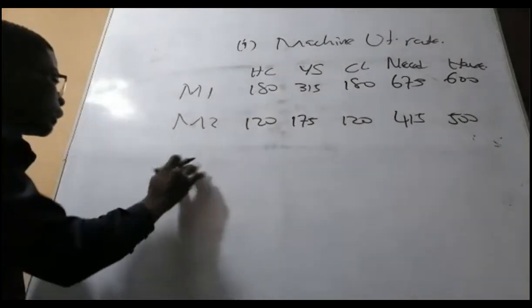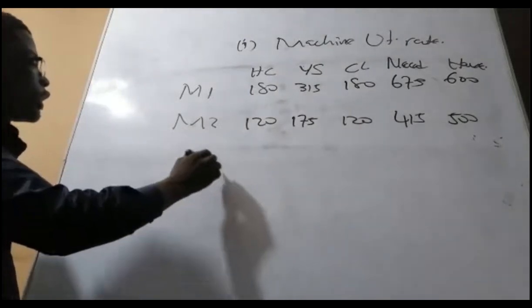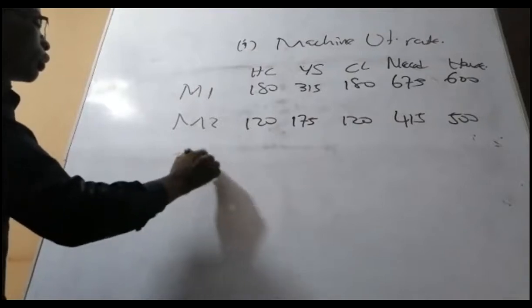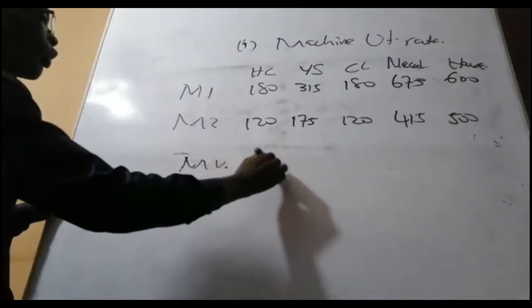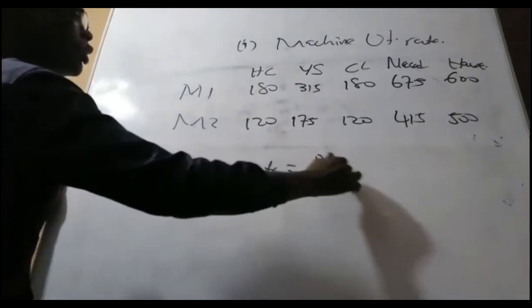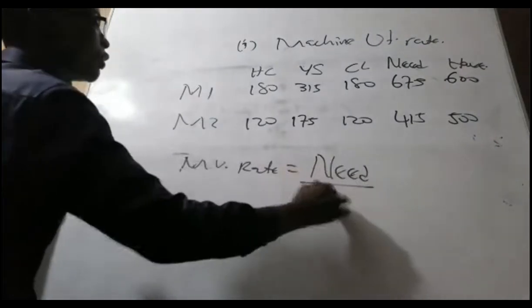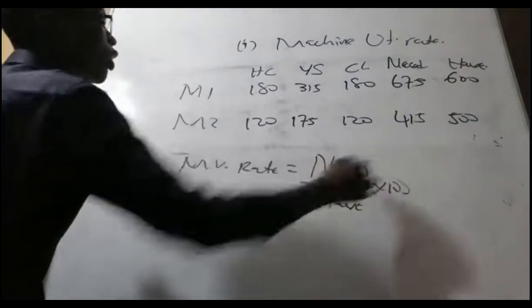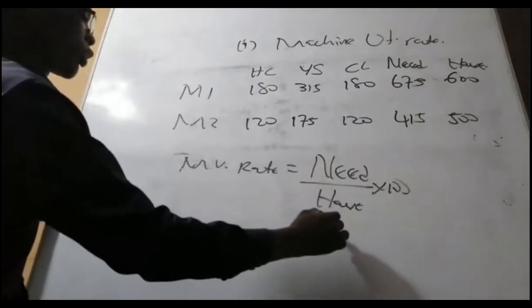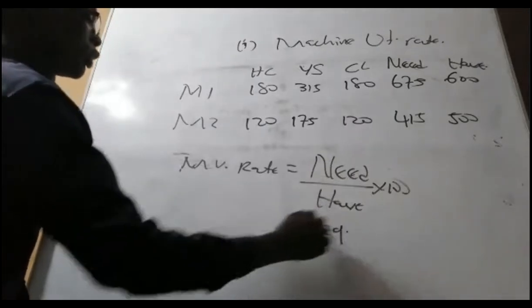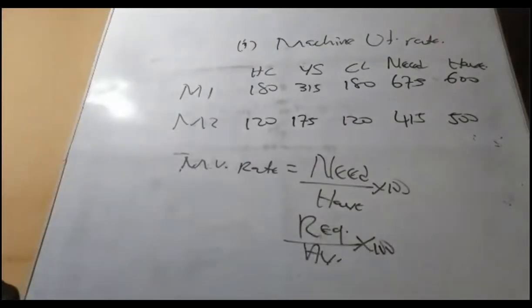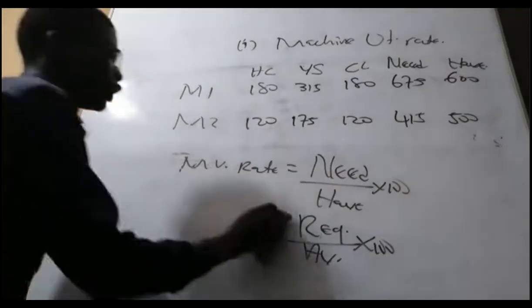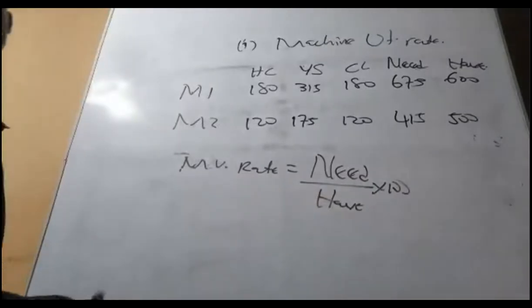Tell the examiner that machine utilization rate is equal to what you need over what you have times 100, or going by the term, the resource requirement over the availability times 100. That is how we have to go by it. Any of them, you are free to go. Okay, so let's calculate for machine type 1 and type 2.